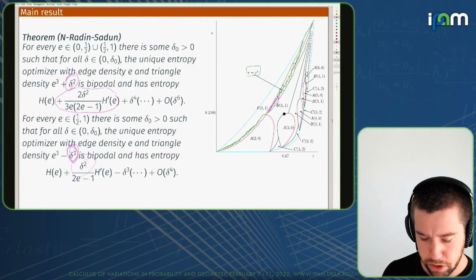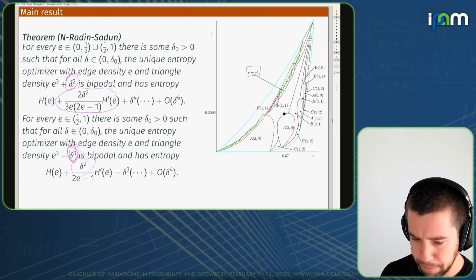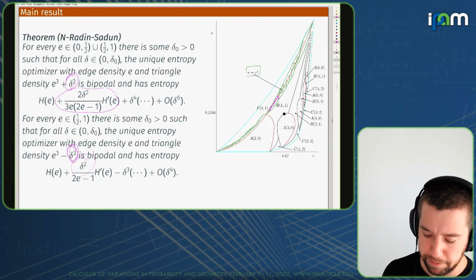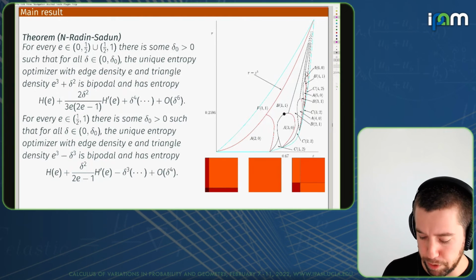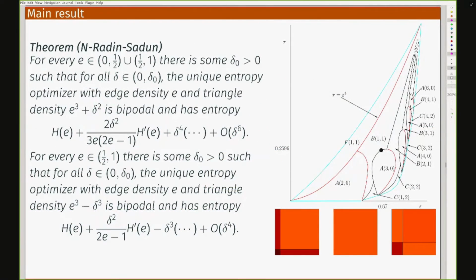Okay. So let's see, I have a few minutes left, I think. I want to tell you, here's a picture of the optimal graphons, just so you have something to see. So this is at tau equals e cubed. The optimal graphon on the line here is constant. If you go above the line slightly, you get this graphon. If you go below the line slightly, you get this graphon. And I know they look kind of the same, but there's a difference here, which is that this width is delta squared, and this width is delta.